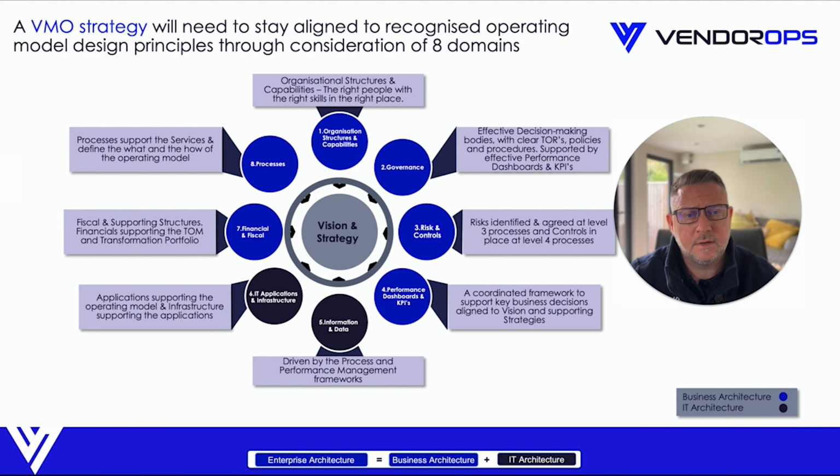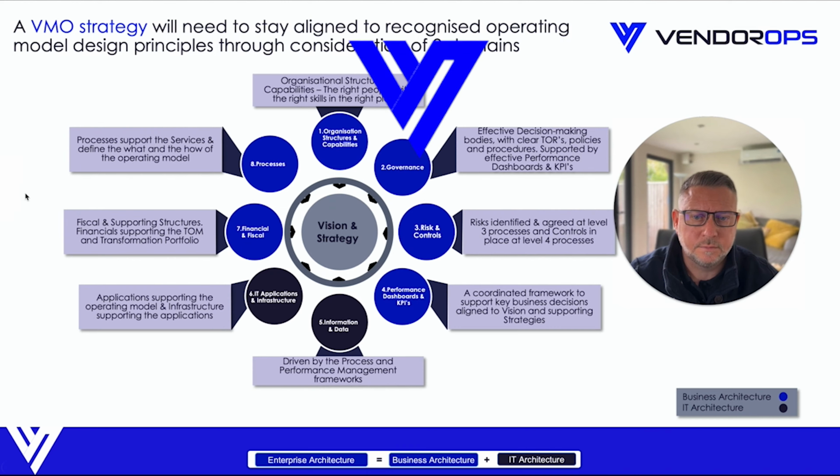Thanks for listening to me. As I said, these are the things that I would consider once I've got a handle on my vision and strategy from a supplier management function perspective. These are the 8 areas I'd go through to consider the team that I'm building or the function that I'm operating within and the strategy that underpins that. Hope that was useful. Thank you.